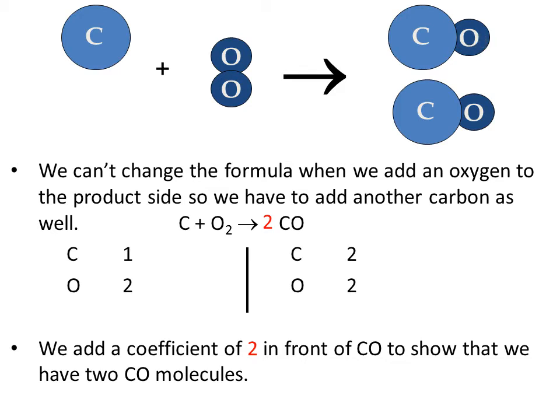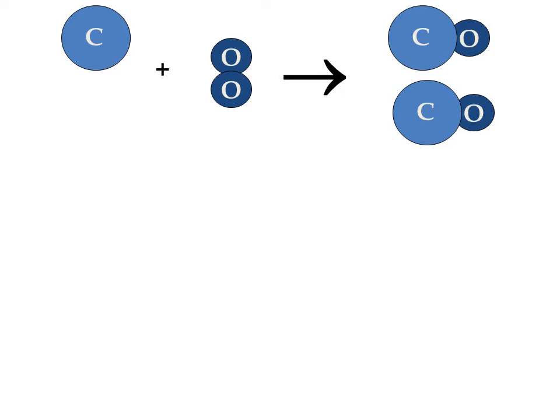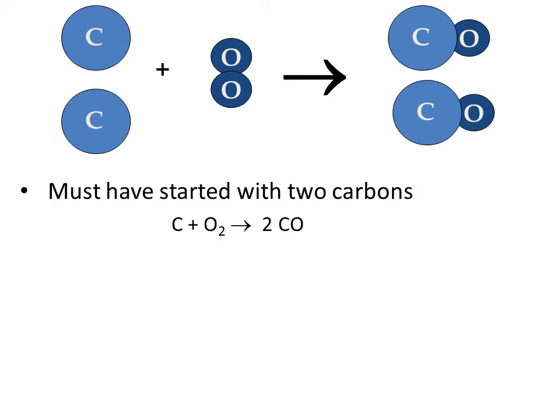Okay, so that shows that we have 2 carbon monoxide molecules, but we're not happy yet, because we've got only 1 carbon over here, but we have 2 over here. So we still don't have enough carbon on our reactant side, which means we've got to continue balancing. Okay, so what do we need to do? Well, we got to bring in another carbon. That's the only thing we can do. So we bring another carbon in on our reactant side, which means we must have started with 2 carbons in our chemical reaction here. Well, if we brought in another carbon, if we look at our table, now we've got 2 carbons over here. We've got 2 oxygens on both sides.